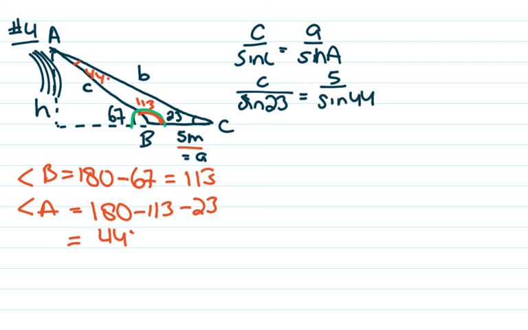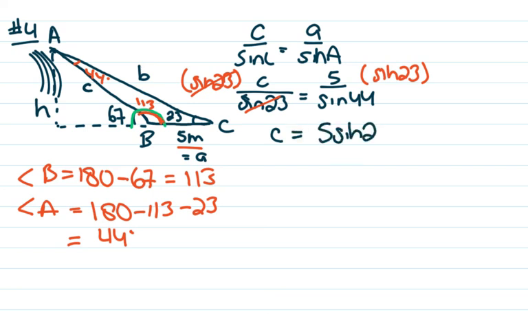So I'd like to solve for C. So I need to multiply both sides by sine 23. This will cancel out on the left side. So I'll have C equals 5 sine 23 divided by sine 44. Type all of that into my calculator, and C equals 2.8 meters.